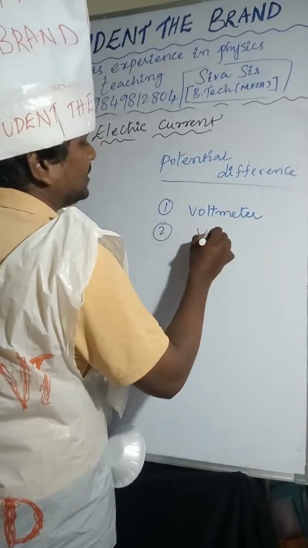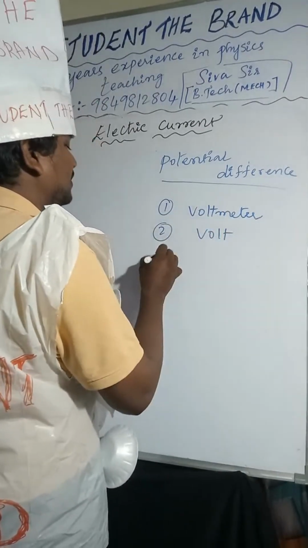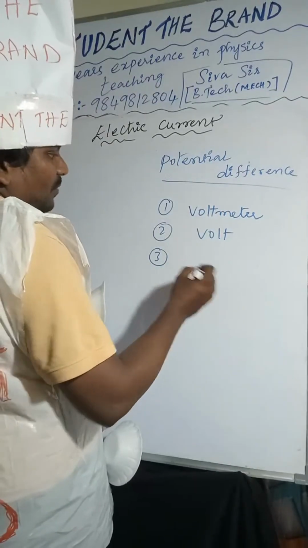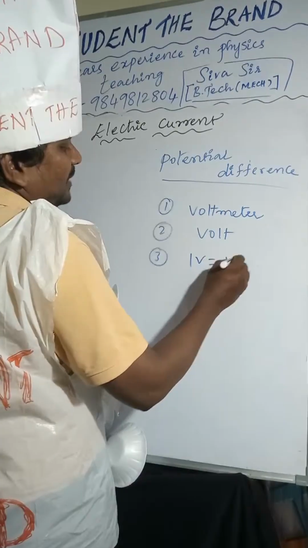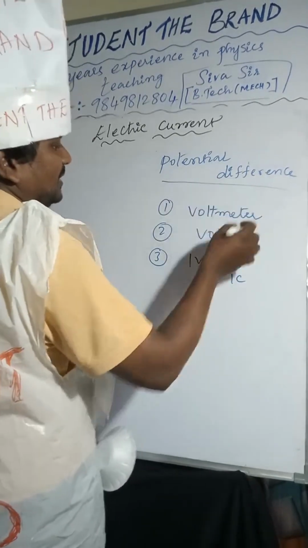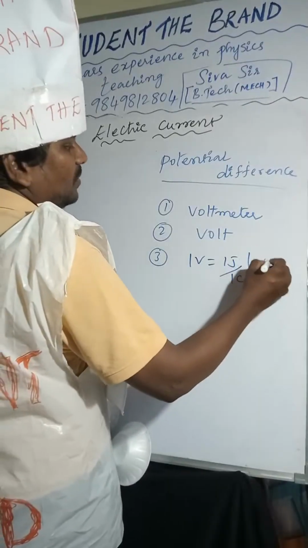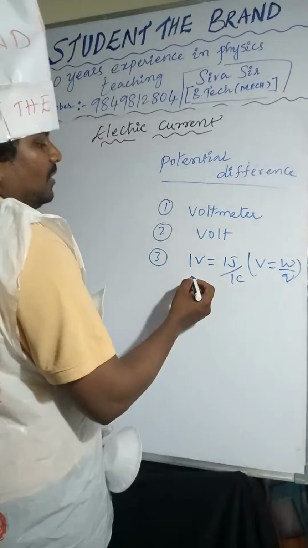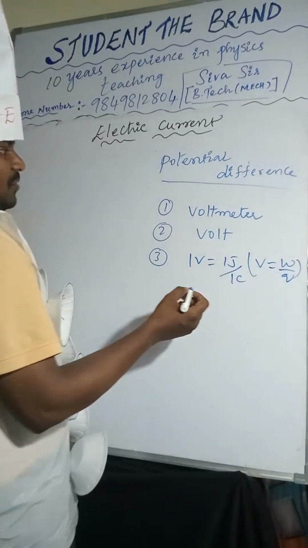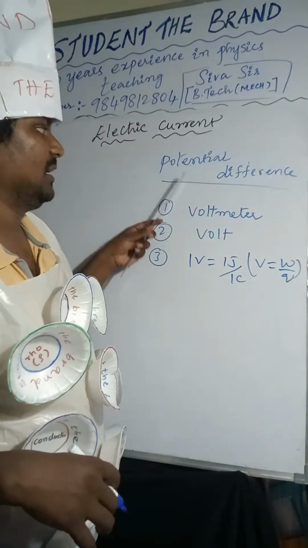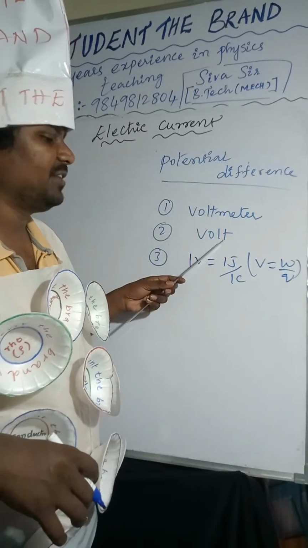Second one, volt. Third one. So what is that one? 1 volt equals 1 joule of work done to bring 1 coulomb of charge. That is related to the potential difference explanation: V equals W by Q. So 1 volt equals 1 joule of work done to bring 1 coulomb of charge. Here, the SI unit of potential difference is volt.